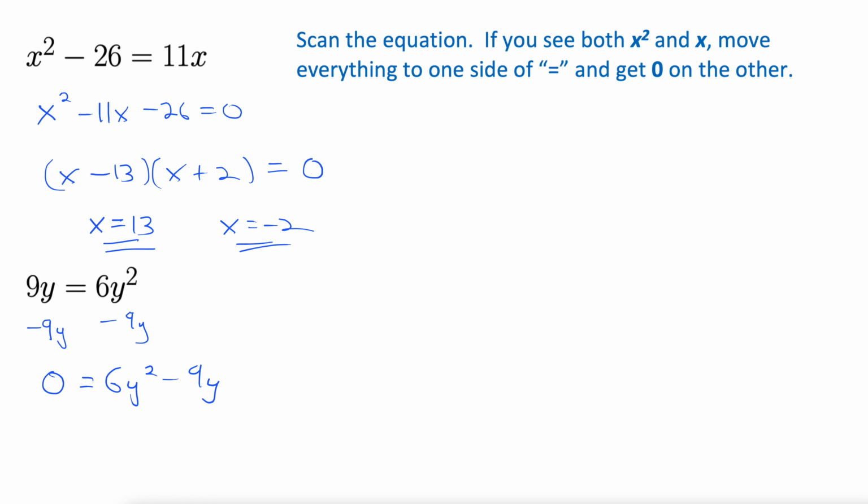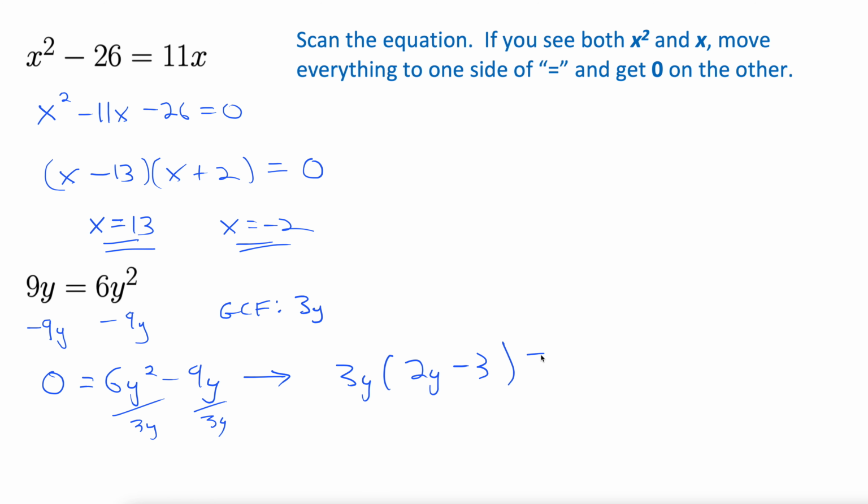Next we factor out the greatest common factor. Here I'm thinking the greatest common factor is 3y. So doing that, we get a 3y out to the front. That leaves 2y minus 3 behind. Remember, when we factor out a greatest common factor, we're really dividing each term by it as we bring it out to the front.